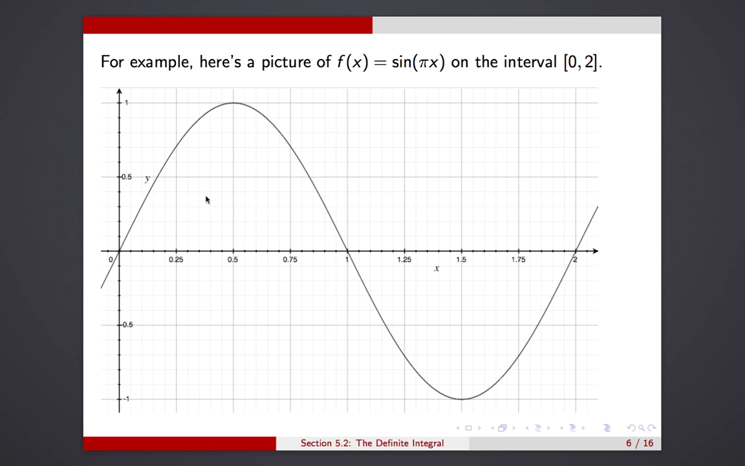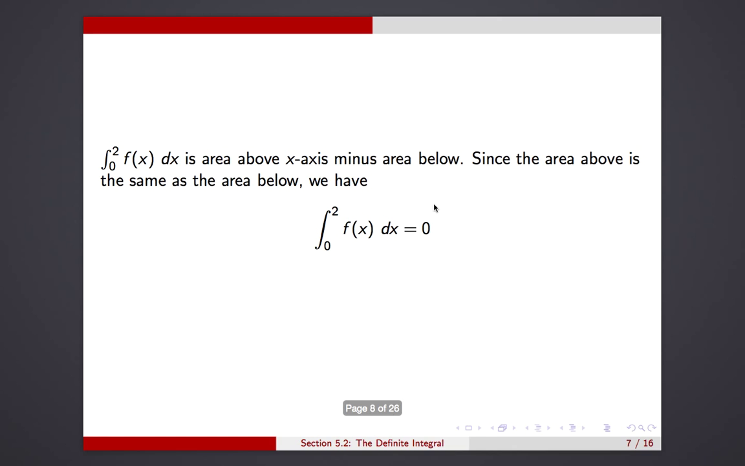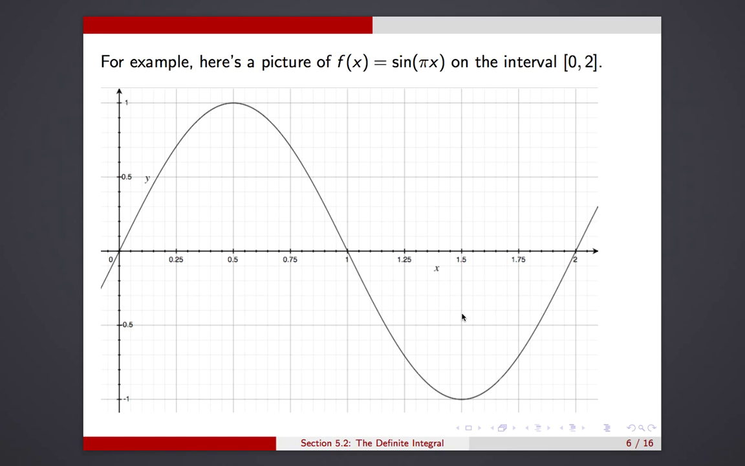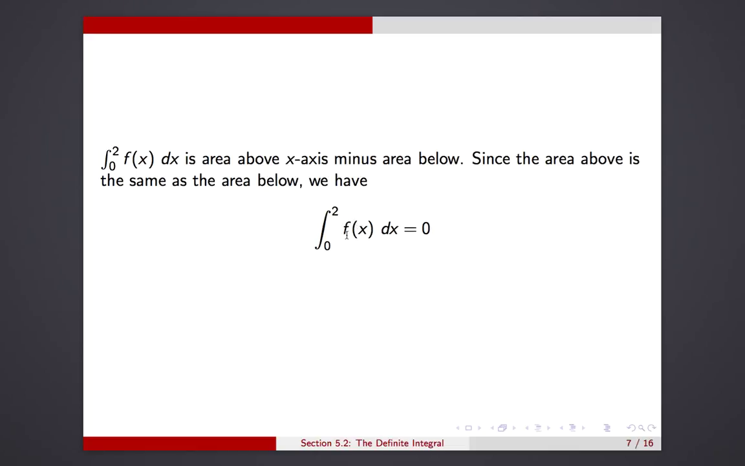But at the very least, notice this area up here is the same as this area down there. This picture is symmetric. So if you truck along from 0 to 2, you accrue your positive area, and then you accrue this negative area down here that matches what you just accrued positively. So the end result will be 0. The area above minus the area below is 0, because the area above is the same as the area below. So there you go. That integral for that particular function is 0.